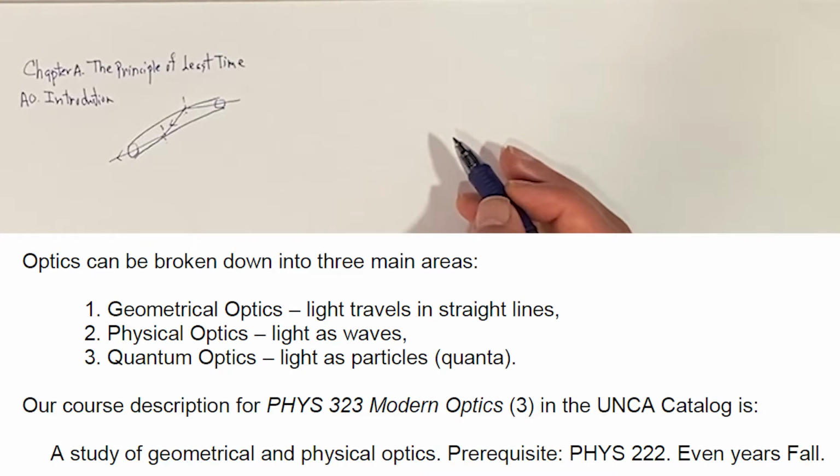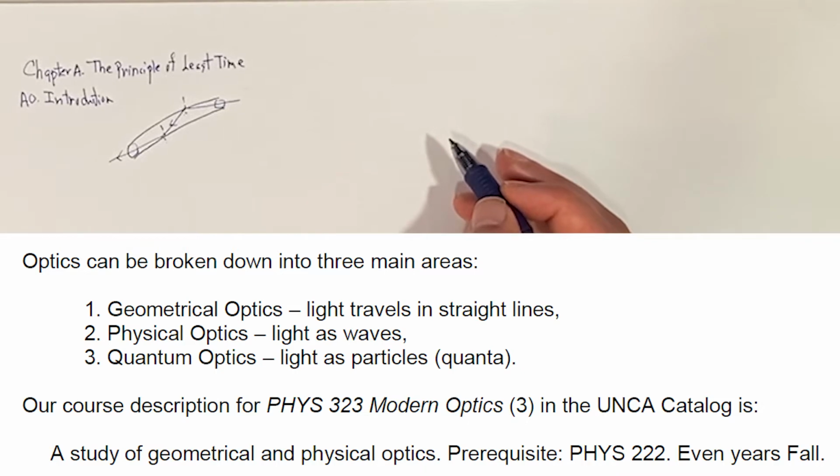So for the first level, geometrical optics, light can be taken to travel in straight lines. In the second case, physical optics, light travels as waves, has crests and valleys, crests and troughs. And in quantum optics, the third level, light acts like a particle.